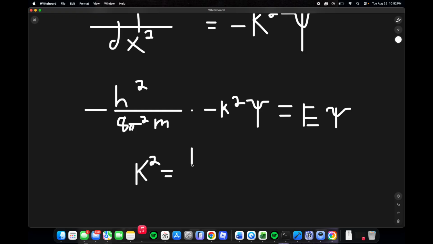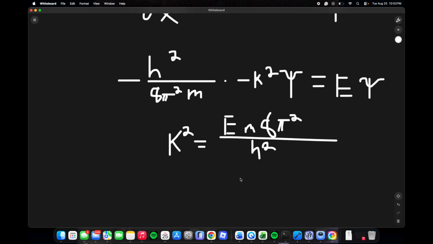k squared is equal to E times the mass times 8 pi squared over h squared, meaning that k is simply the square root of all that junk, okay? So k is simply the square root of the energy of that particle, the total energy of that, times the mass, times 8 pi squared over Planck's constant squared. So if you know the energy, you know the mass, you can find k, okay?